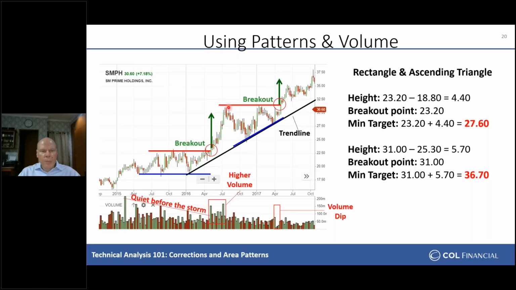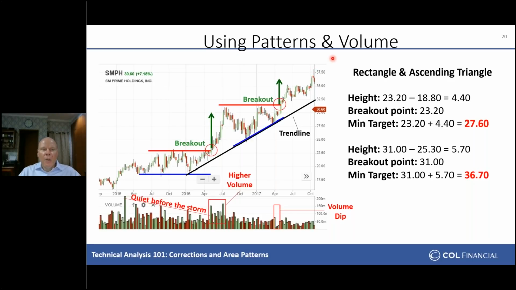The breakout price, which is the price where this went above resistance, was at 31 pesos, which is the high. So 31 plus 5.70, potential target, 36 pesos and 70 cents. And if you can see what happened here, it stopped at 35, but went all the way up to a high of 37.50. Eventually, this even went up to 40.